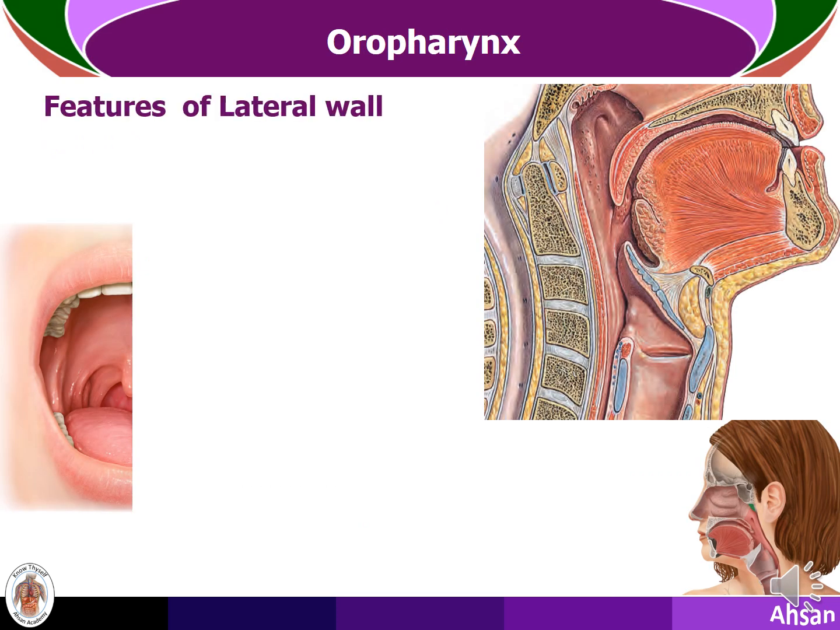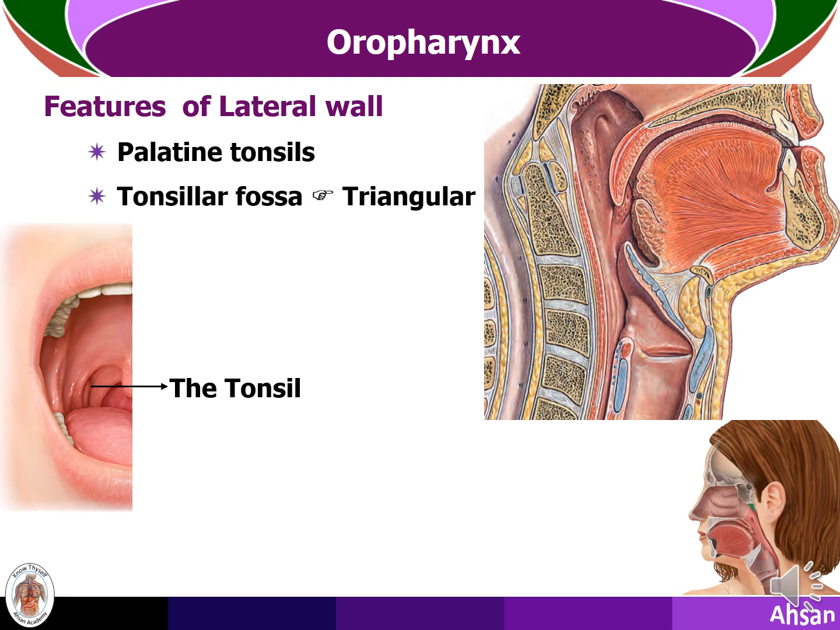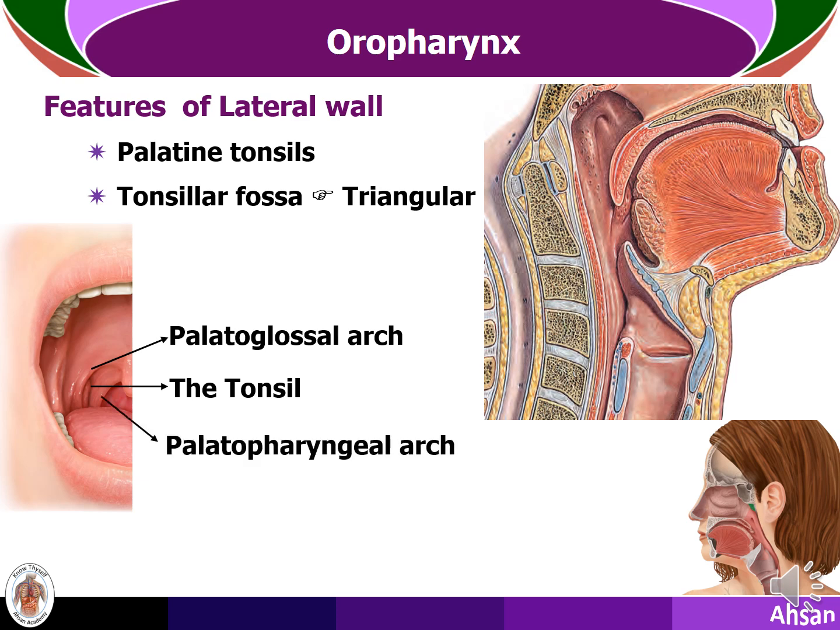Clinically, the most important tonsil present in the oropharynx is the palatine tonsil. This is also known as the tonsil. It is situated in the triangular fossa. This is known as the tonsillar fossa. This is bounded anteriorly by the palatoglossal fold and posteriorly by the palatopharyngeal fold.